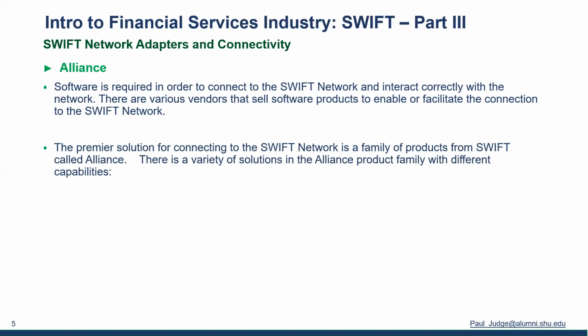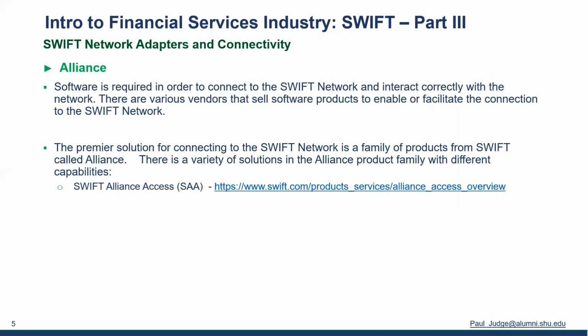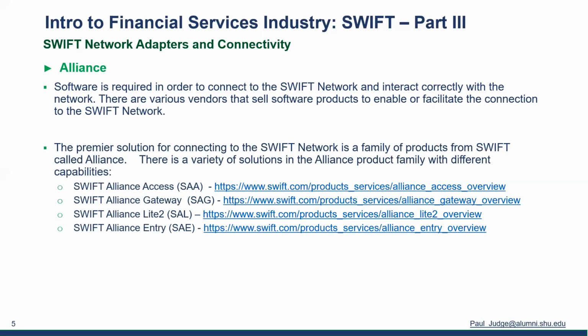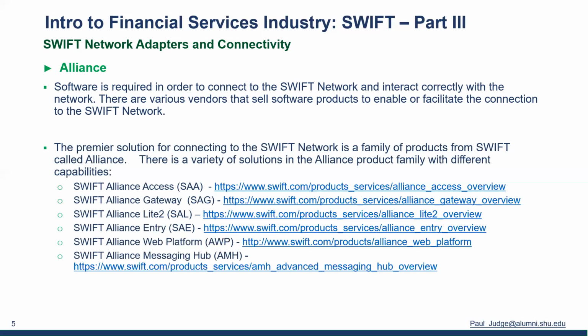And there are various types of the Swift Alliance connections. There's Swift Alliance Access, there's Swift Alliance Gateway, Swift Alliance Lite, Swift Alliance Entry, Swift Alliance Web Platform, Swift Alliance Message Hub. And each of these products operates differently, and they're geared towards a different environment.